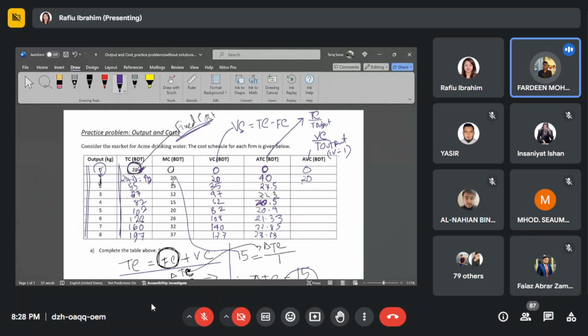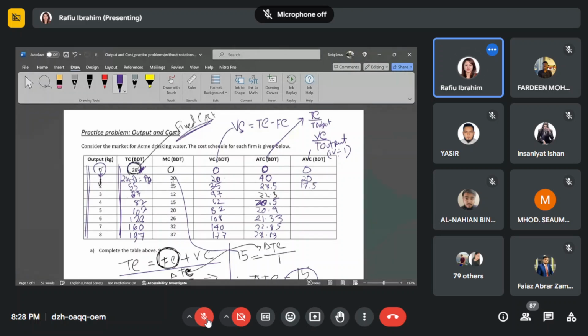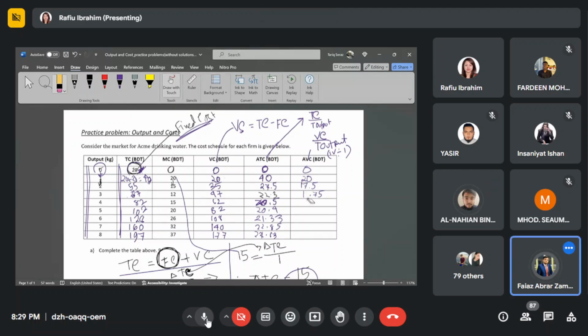M 7.5 will be. Which one? 17.5, right. Then 11.75. Ma'am, what about 15.66? Yeah, it's going to be 15.65.